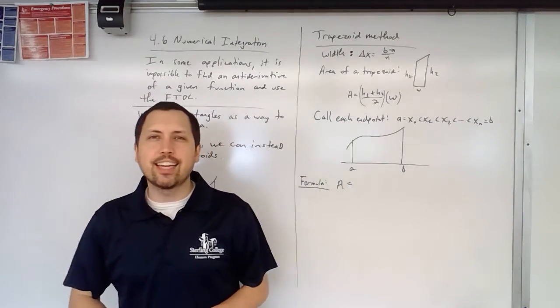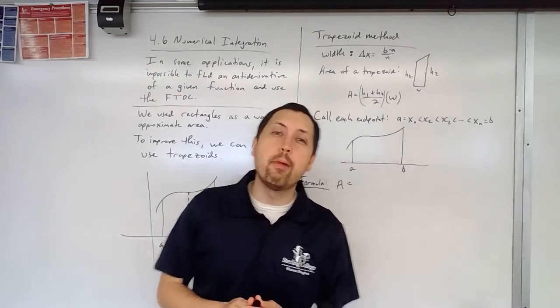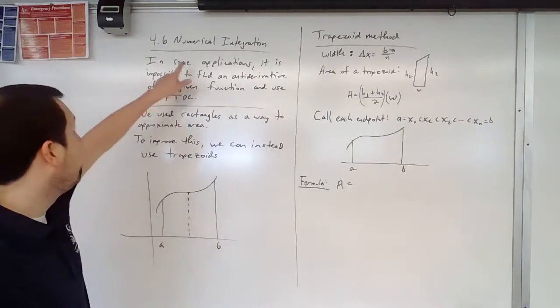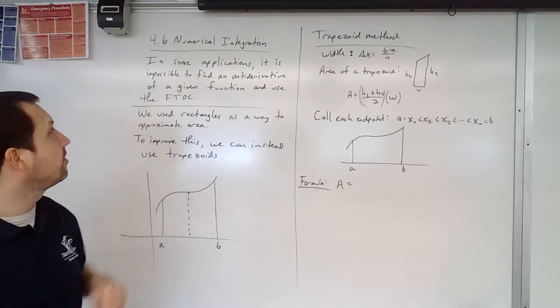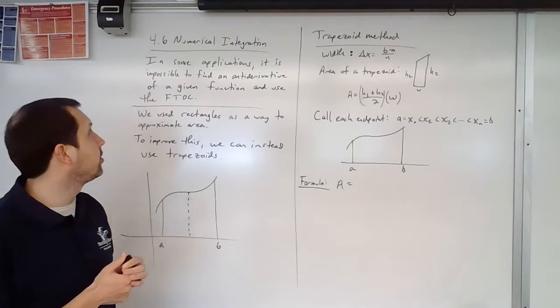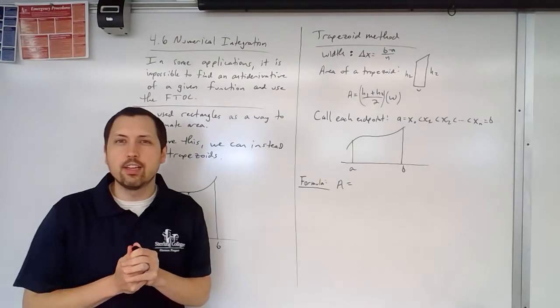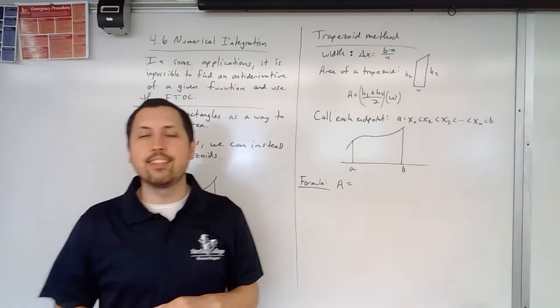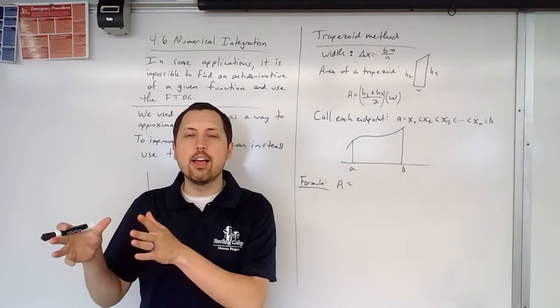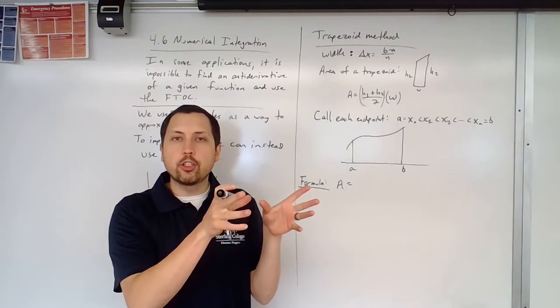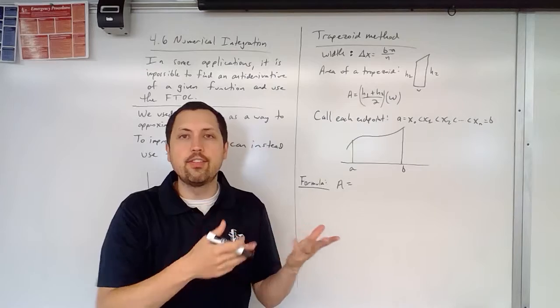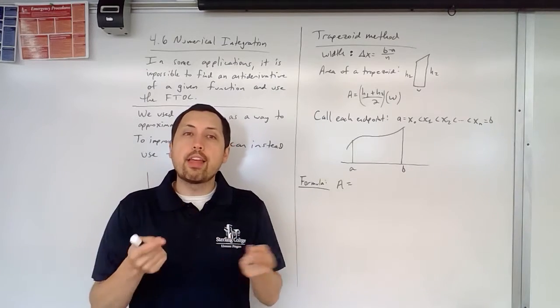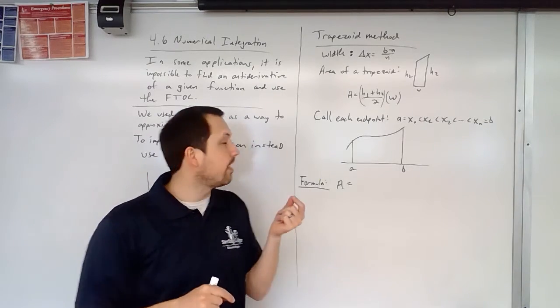I'd like to take a look at section 4.6. This is on numerical integration. So in some applications, it is impossible to find an antiderivative of a given function and use the fundamental theorem of calculus. Remember, the fundamental theorem of calculus says that if we want to compute an area, I can take the integral of a function, find its antiderivative, and then plug in the bounds. But that requires us to be able to find the antiderivative.